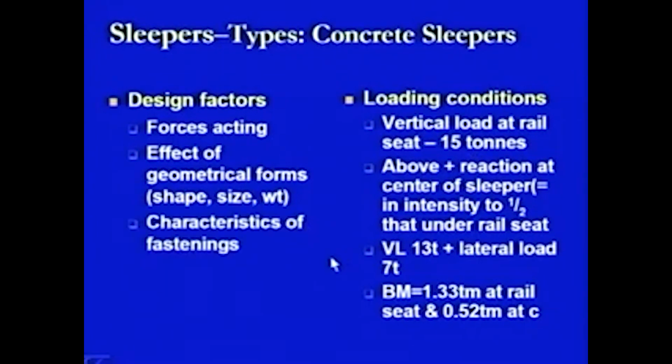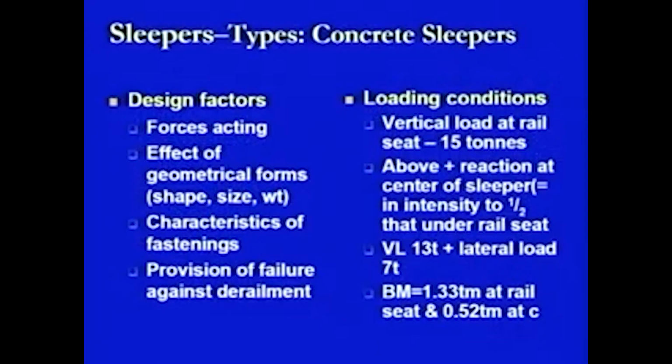Then characteristics of fastenings which are provided between the sleeper and the rail section. So, what type of fastenings have been provided, whether they are the conventional type of fastenings or the elastic fastenings being used. These are the two types of fastenings which are generally used in the permanent way. So, we have to look at what fastenings we are using.